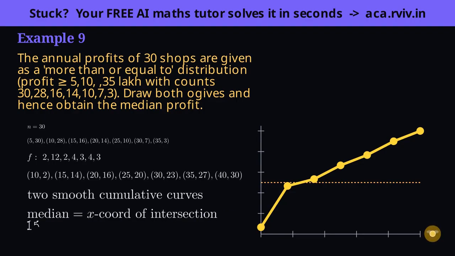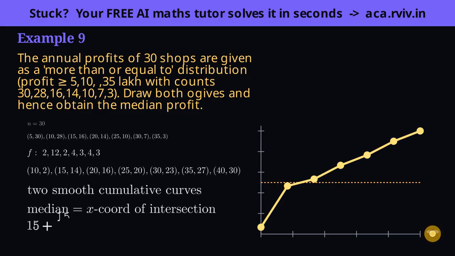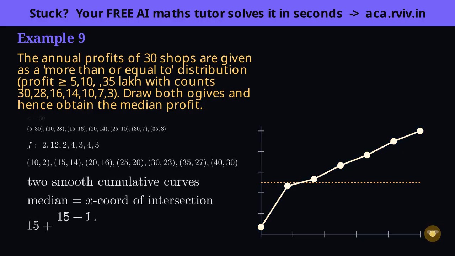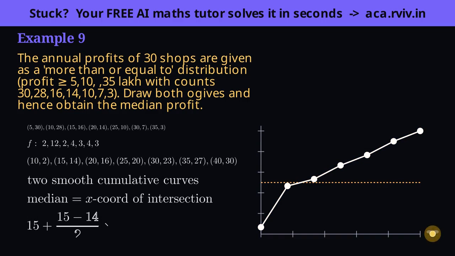Let's confirm the graph with a formula so you trust both. N over 2 is 15, which lands in class 15 to 20. Plug in and it gives 17.5, the same value the crossing point shows.